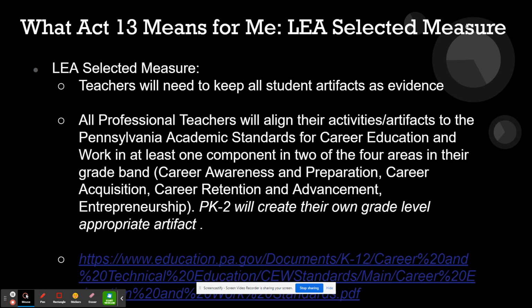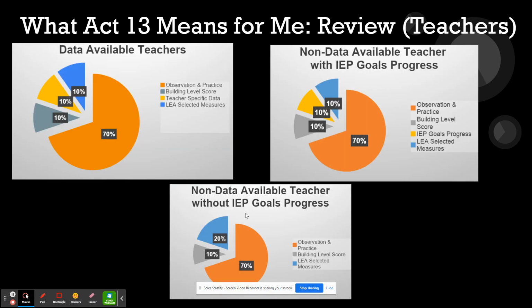Those are grades 3, 5, 8, and 11. So you can find those areas that work. If you're pre-K to second grade and you can find one of those that you can bring down to your level, you can, or you can create your own grade level appropriate artifact for this area. And this is a link, which I will send to you, of the career readiness standards.